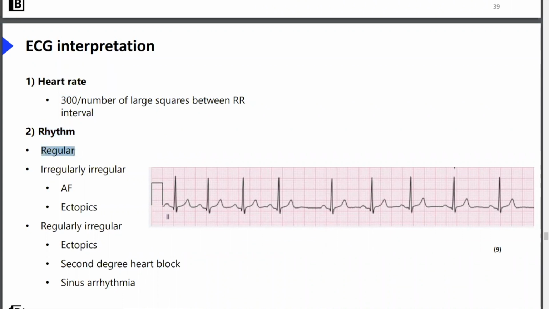If it's regular, perfect. If it's irregular, is it irregularly irregular, or is it regularly irregular? Irregularly irregular is basically atrial fibrillation. Regularly irregular: second degree heart block, sinus arrhythmia. Ectopic beats can cause either. Ectopic beats are those which do not originate from the sinoatrial node, and they're just spontaneous, come out of nowhere. And they can cause a regularly irregular pattern or irregularly irregular pattern. Again, don't worry about the pathology. I'm going to go through all of this in the pathology section in a few weeks.